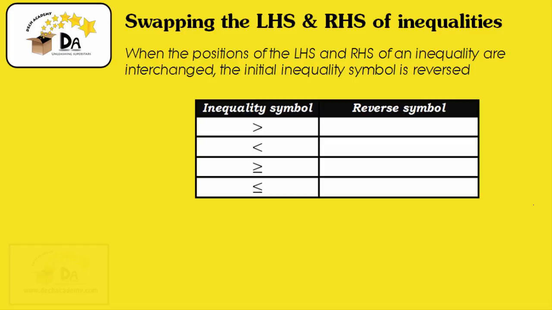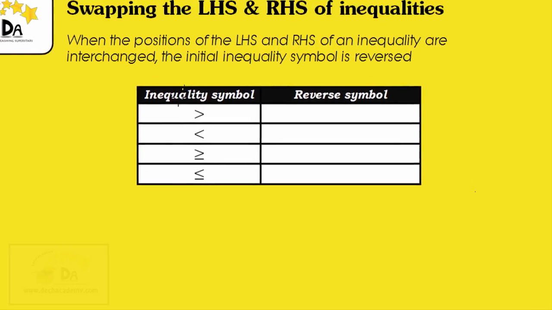inequalities, and this technique is the swapping of the left hand side term and the right hand side term or terms of an inequality. And the rule is as follows: when the positions of the left hand side term or terms and the right hand side terms or term of an inequality are interchanged, so are swapped, the initial inequality symbol is reversed.